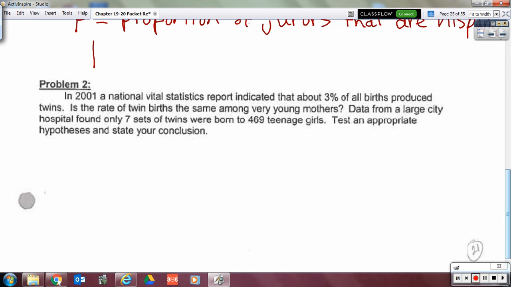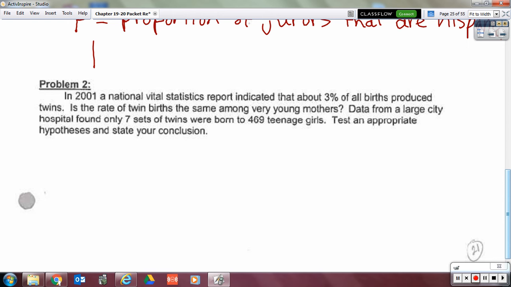Problem number 2. In 2001, a national vital statistics report indicated that about 3% of all births produced twins. That's all we're writing for the first one so far. Okay, so vital statistics reported that about 3% of all births produced twins.